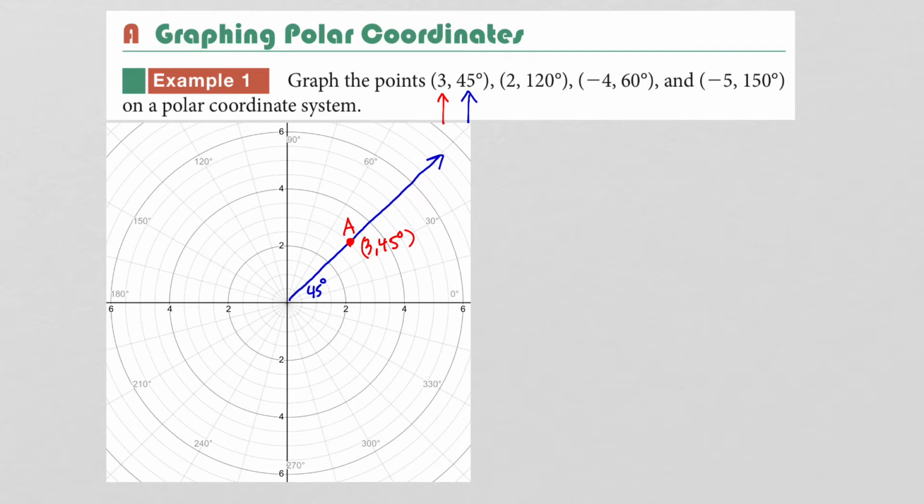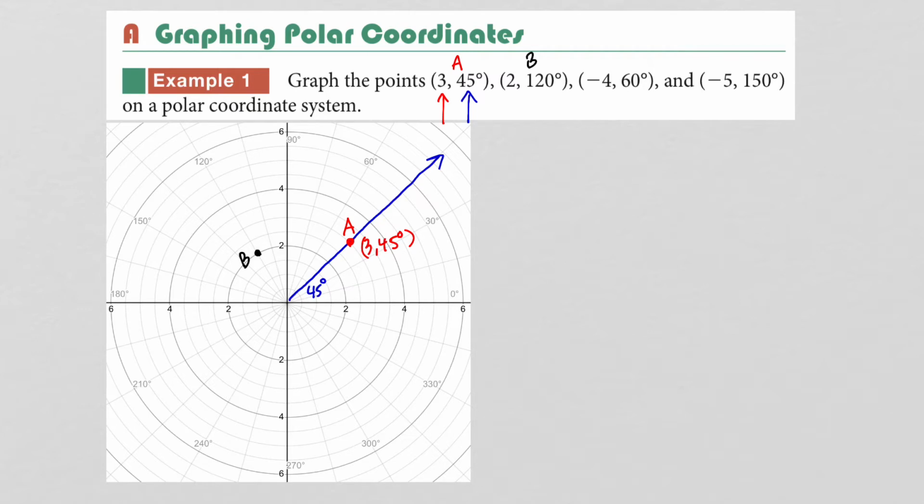For the next point, we have (2, 120 degrees). So again, to locate this point, first thing we're going to do is locate 120 degrees. And this is really easy to do in this coordinate system because I have the basic angles displayed here. So 120 degrees is here, and the 2 means we're going to go 2 units in that direction. So that point would be right here, and we'll call this point B. So this point is point A, this point is point B.